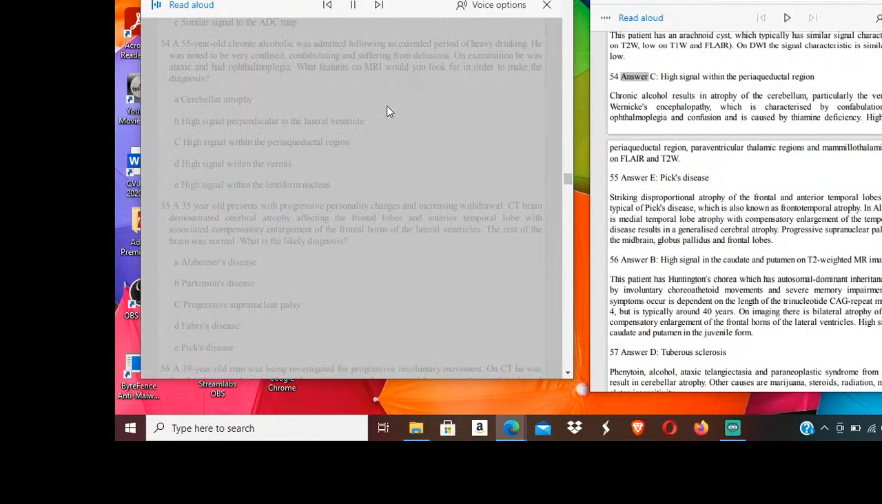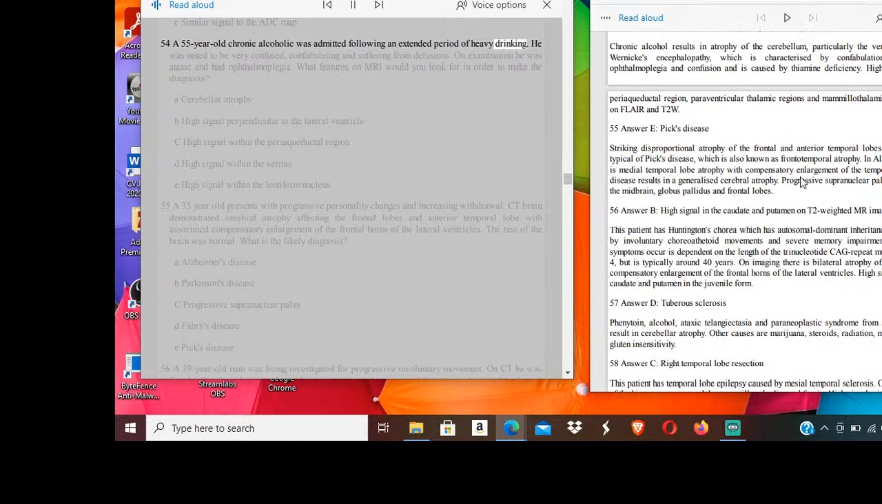54. A 55-year-old chronic alcoholic was admitted following an extended period of heavy drinking. He was noted to be very confused, confabulating, and suffering from delusions. On examination he was ataxic and had ophthalmoplegia. What features on MRI would you look for in order to make the diagnosis?